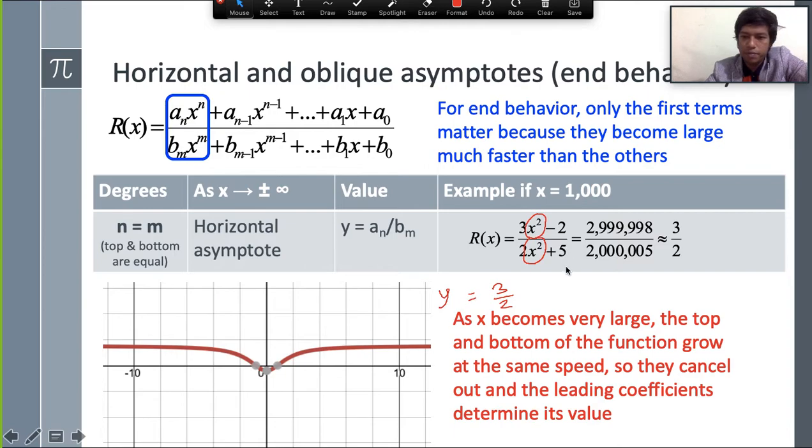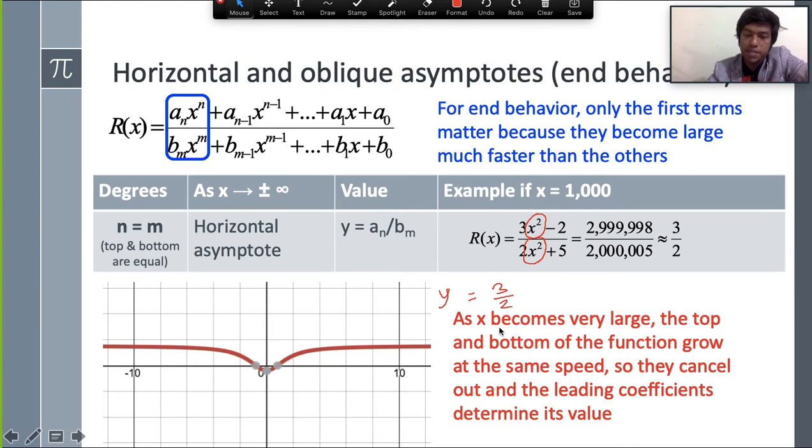As x becomes very large, the top and bottom of the function grow at the same speed, so they cancel out. This is the reason why it happens. The finding trick is that x square cancels out, so you have just 3 by 2. Because if the power is bigger, that part grows faster. That is the reason.